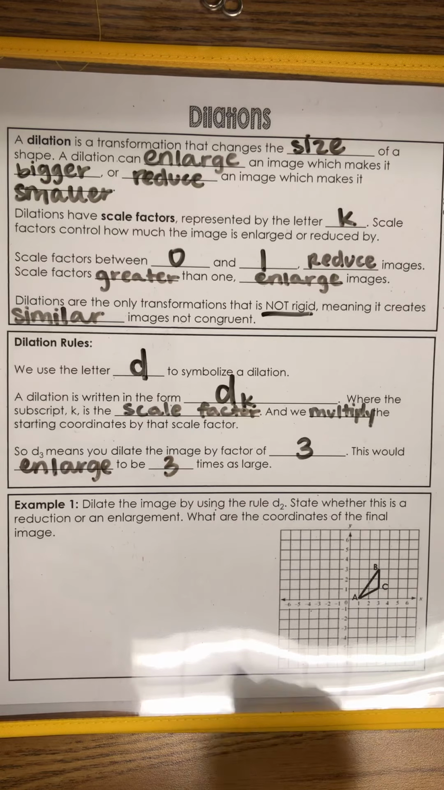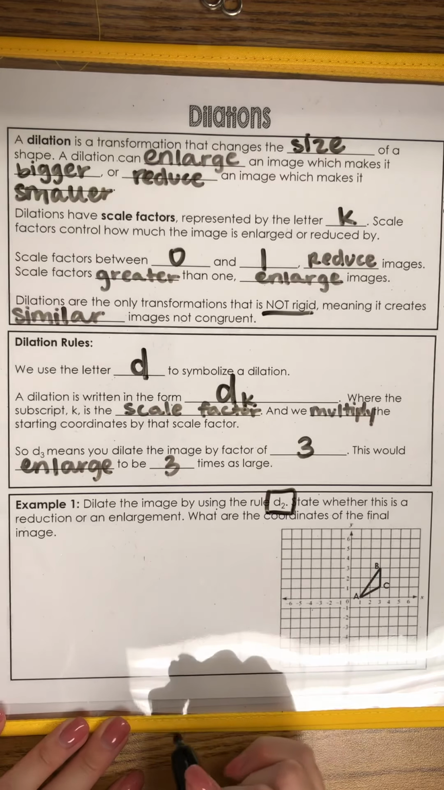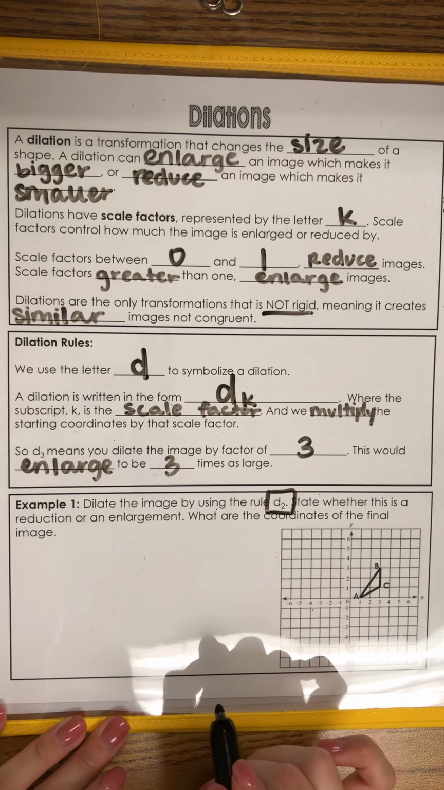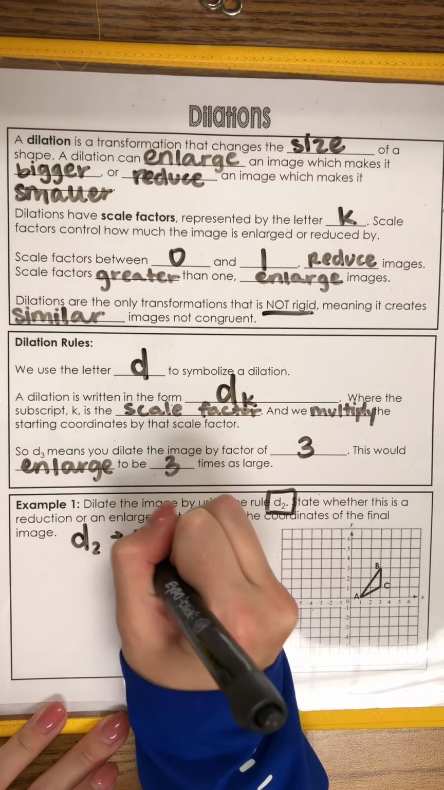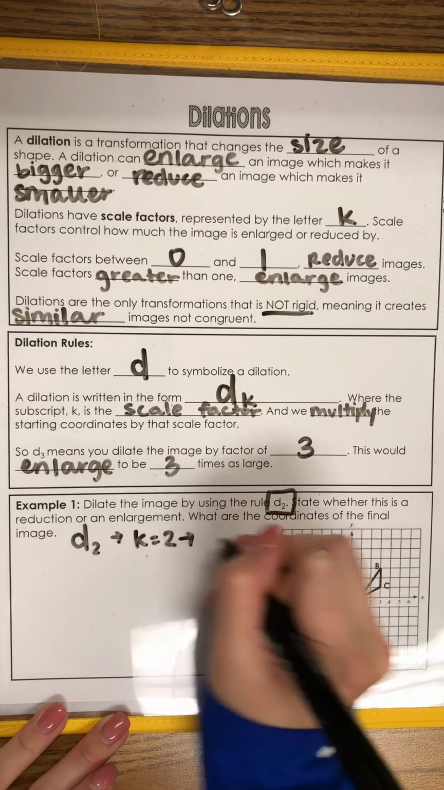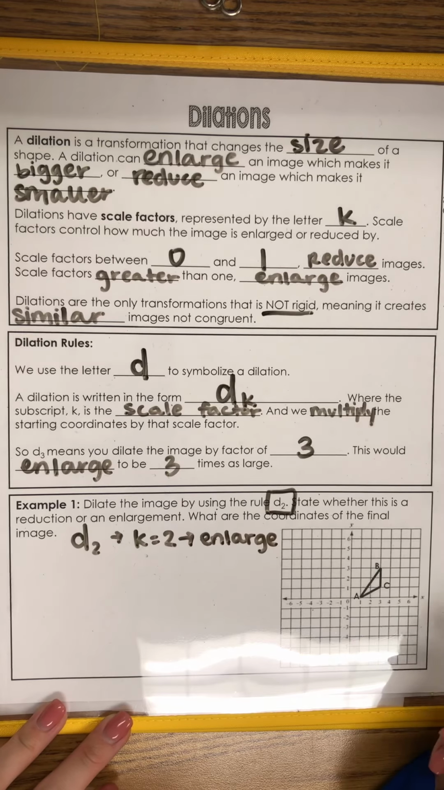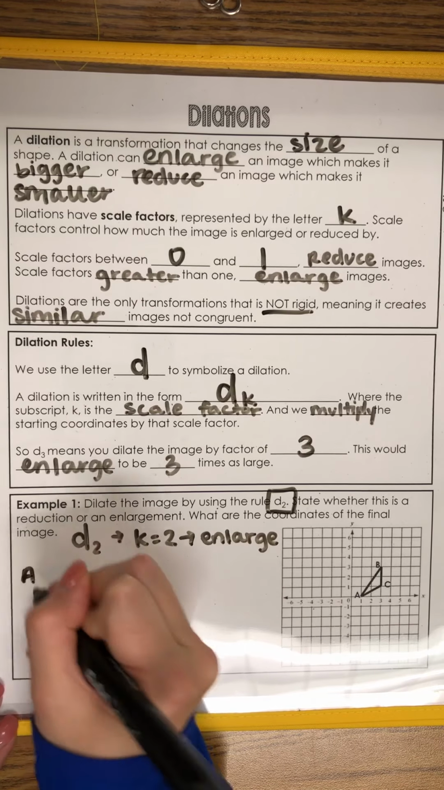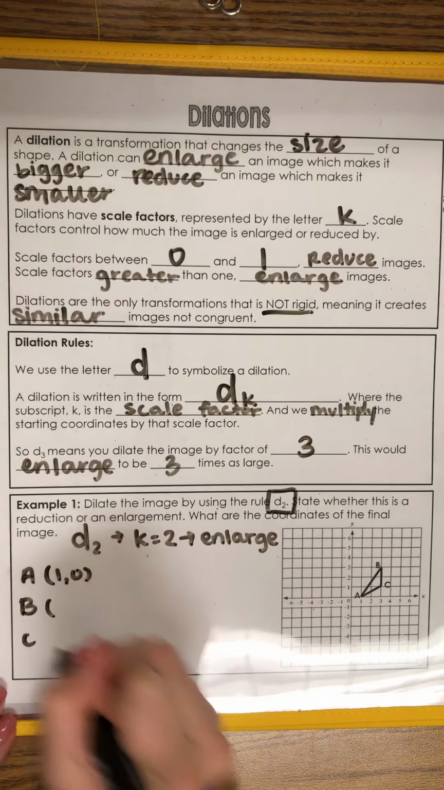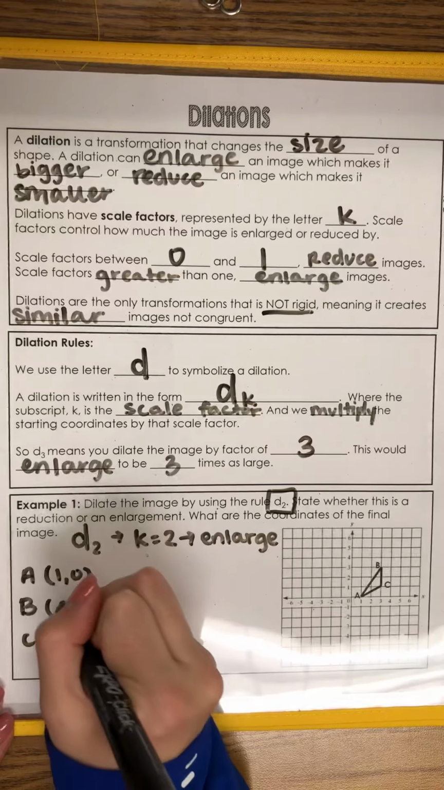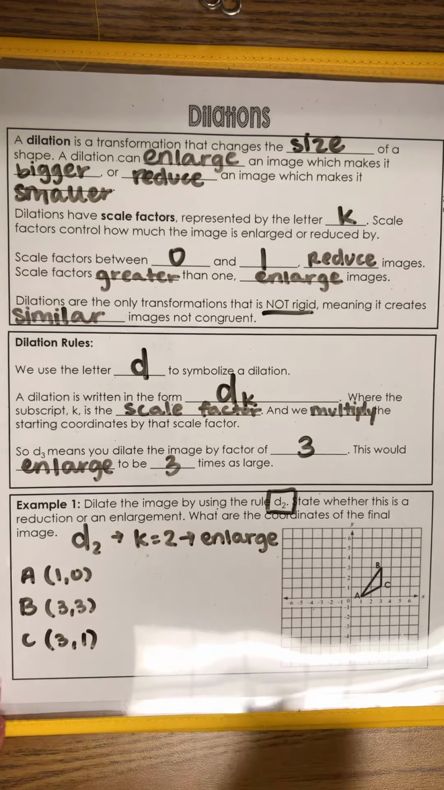So let's try example 1. We're going to dilate the image using the rule D2. State whether this is a reduction or enlargement, and what are the coordinates of the final image. Okay, so D2 means our scale factor is 2, which means we're going to enlarge our triangle. So it will be an enlargement. I would go ahead and write out A, B, and C. So A is at 1, 0, B is at 3, 3, and C is at 3, 1.